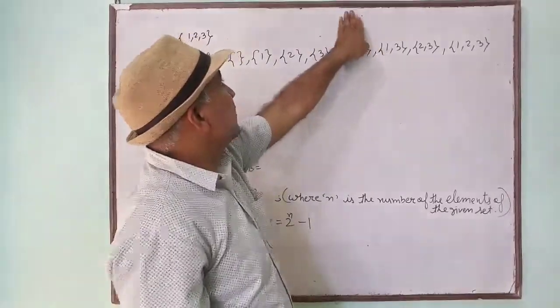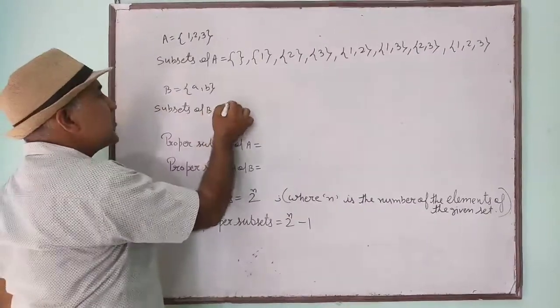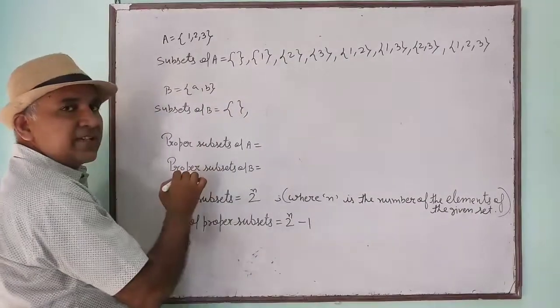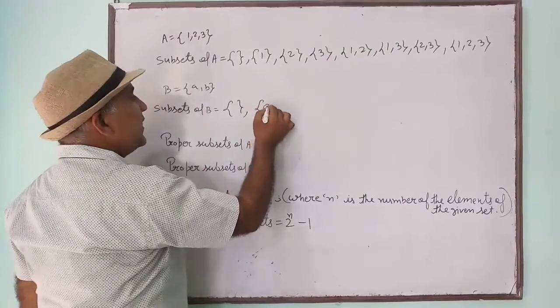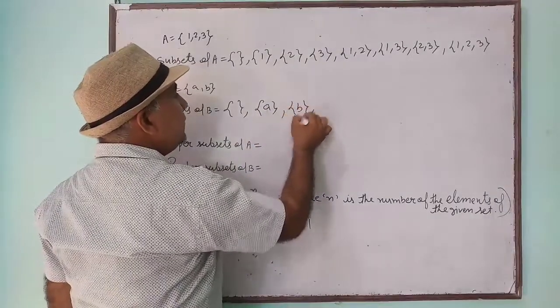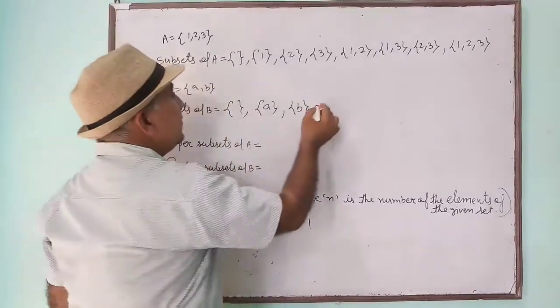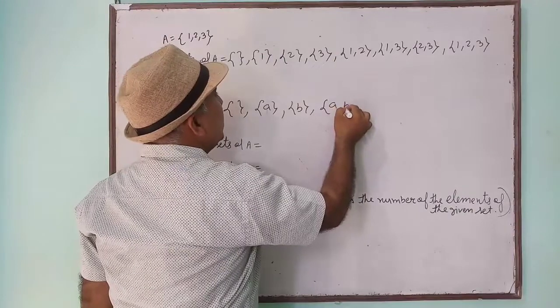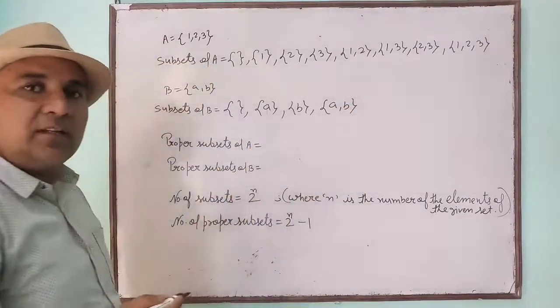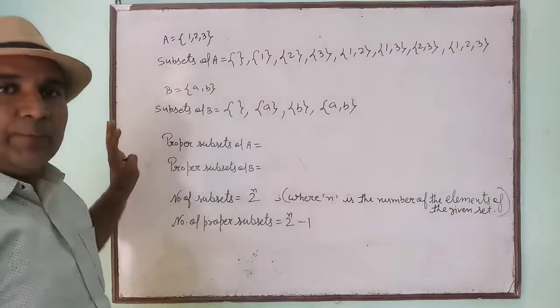Understood? Now see here, subset of B, how to make? What is the procedure? First the empty set, then we will take one element. First we have taken a, then we have taken b. One element we have taken. Now we will take two elements. By taking 2 elements, only this set can be made. So all these are called the subsets of B.